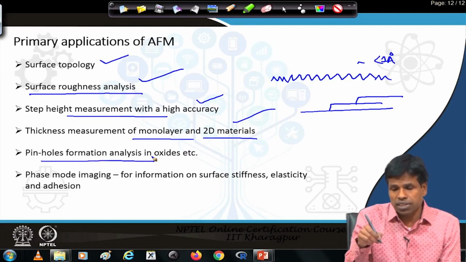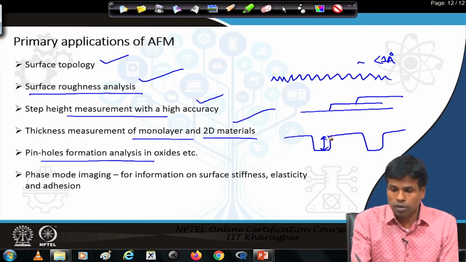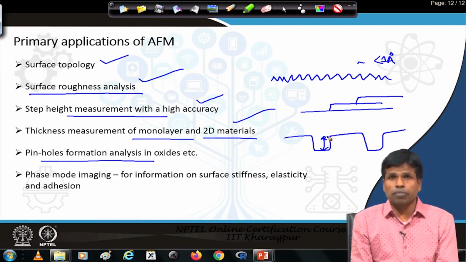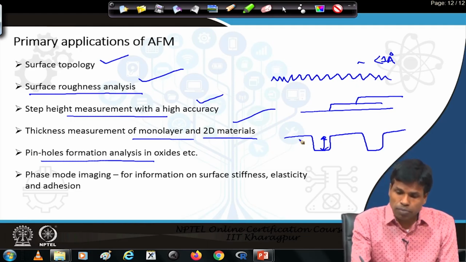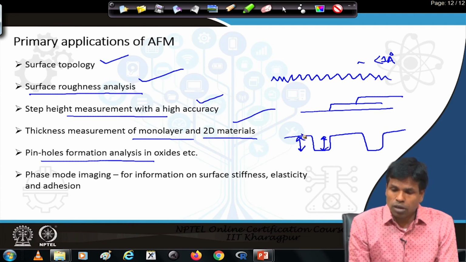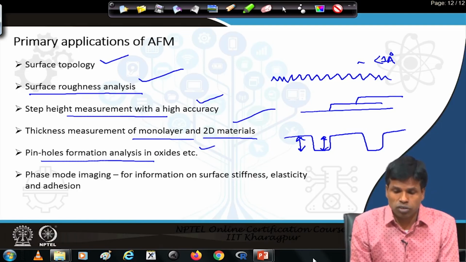So, if there are pinholes in a surface, we can accurately measure the height or depth of the hole, which cannot be measured by other techniques such as the scanning electron microscope or helium ion microscope. Quantitatively, we cannot measure the depth or vertical height with those, but the atomic force microscope and scanning tunneling microscope can be used for this purpose.